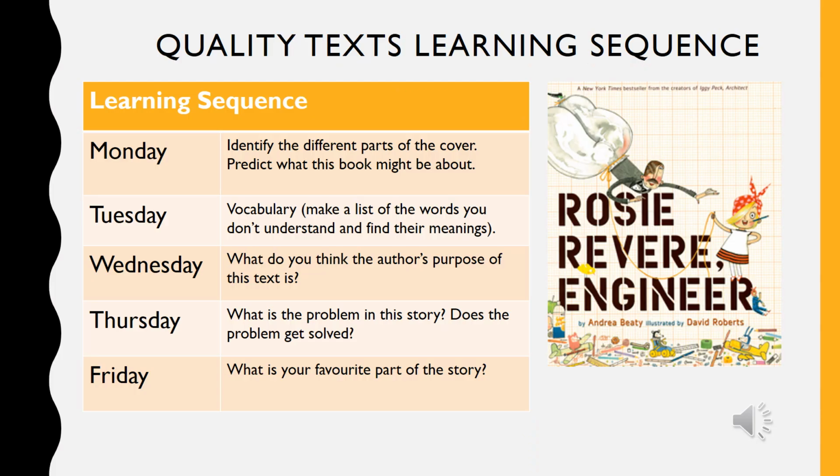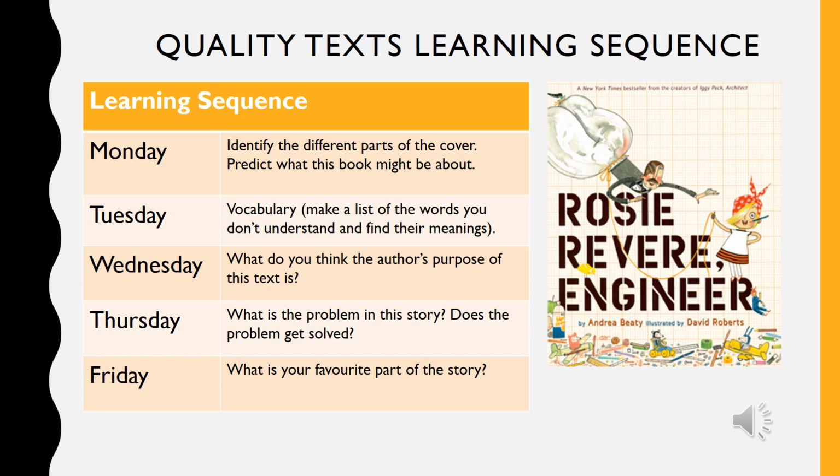This week we'll be looking at the story Rosie Revere, Engineer. On Monday we are going to identify the different parts of the cover and predict what the book might be about. On Tuesday we are going to look at the vocabulary in the story and make a list of the words that you don't understand and find their meaning using different strategies like we did last week.